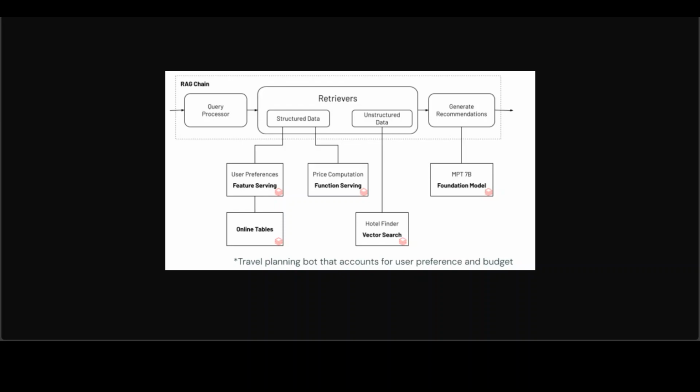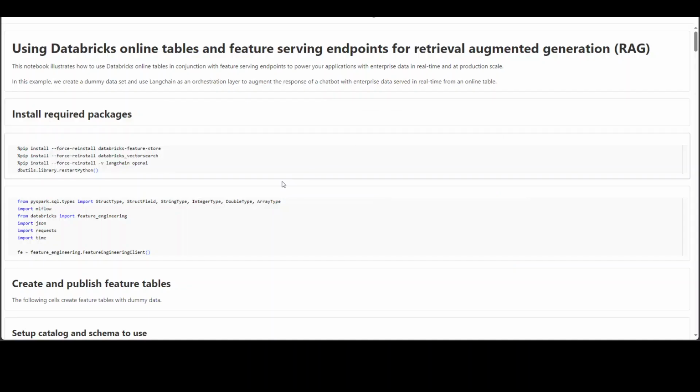The Gen AI application that powers the bot uses Databricks vector search and Databricks feature and function serving as building blocks to serve the necessary personalized user preferences and budgeted hotel information using LangChain's agent APIs. Now, they have also provided a complete Google Colab notebook which you can readily use, and the link is already in that blog post which I showed you earlier, and I'll drop the link in the video's description.